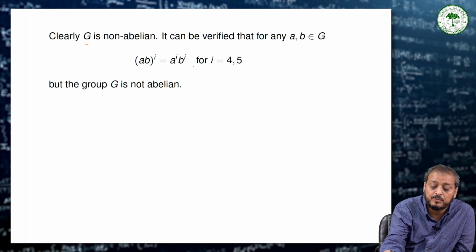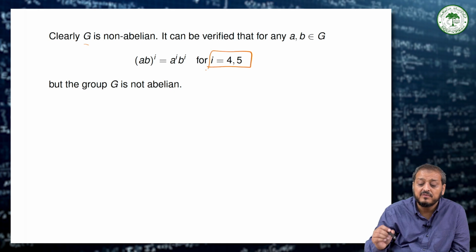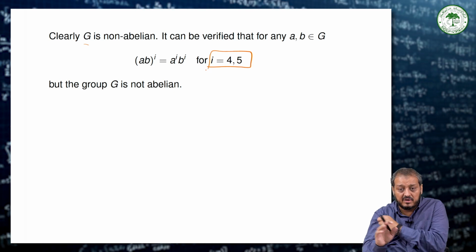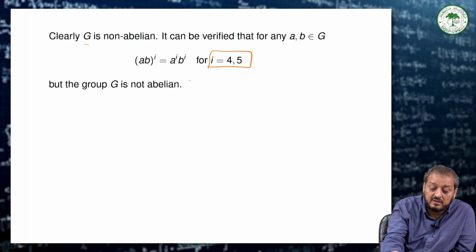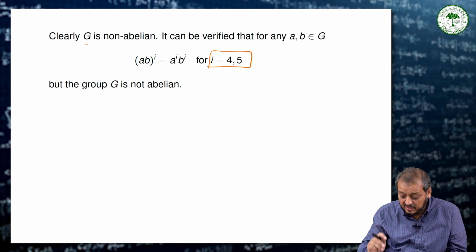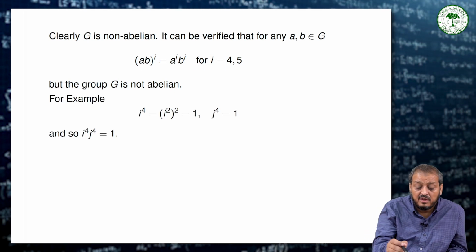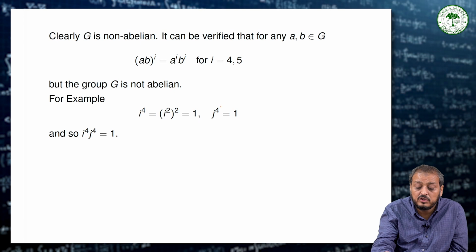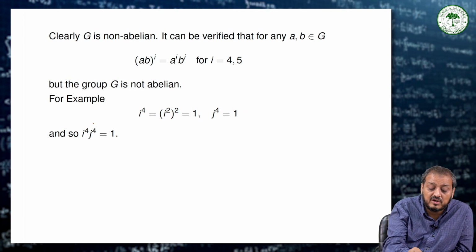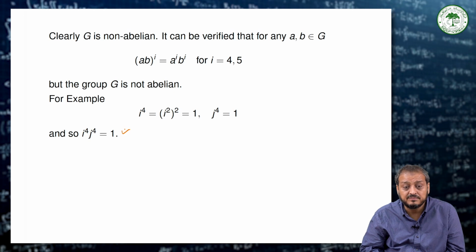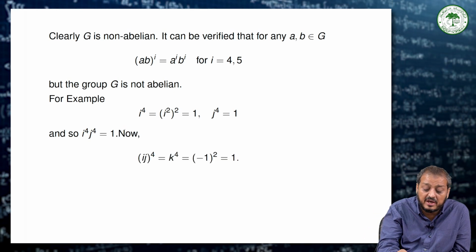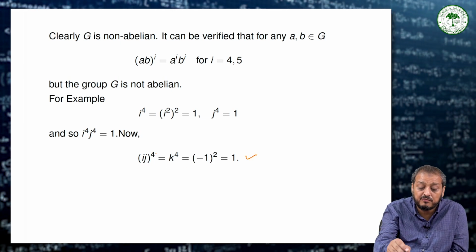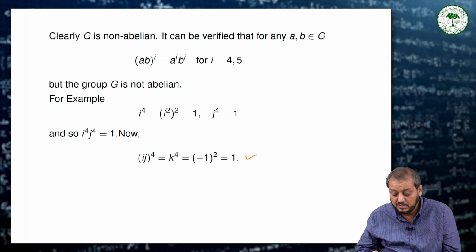Now it can be verified for two consecutive integers, 4 and 5, that ab to the power i is equal to a to the power i, b to the power i. Let us check this. For example, i to the power 4 can be written as i square whole square, which is equal to 1, and j to the power 4 is equal to 1. Similarly ij to the power 4 is again 1, so ij to the power 4 equals i to the power 4, j to the power 4, which is equal to 1.